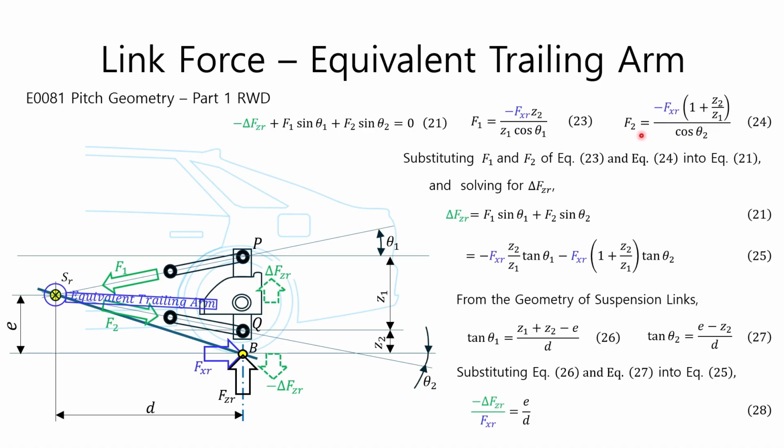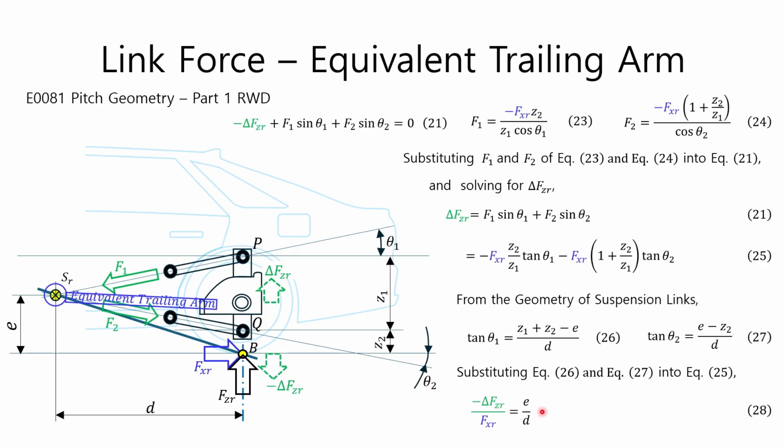By substituting equation 23, which represents the force, F1, acting on the upper arm, and equation 24, which represents the force, F2, acting on the lower arm, into equation 21, and rearranging for delta Fzr, we obtain equation 25. Meanwhile, from the geometric arrangement of the rear suspension arms, the tangent value of the upper arm's mounting angle, with respect to the horizontal plane, θ1, can be calculated as in equation 26, and the tangent value of the lower arm's mounting angle, with respect to the horizontal plane, θ2, can be calculated as in equation 27. By substituting the derived equations 26 and 27 into equation 25, equation 28 can be obtained.